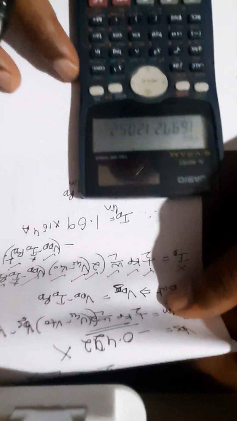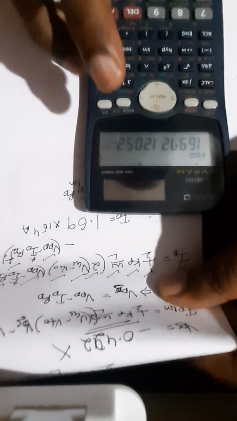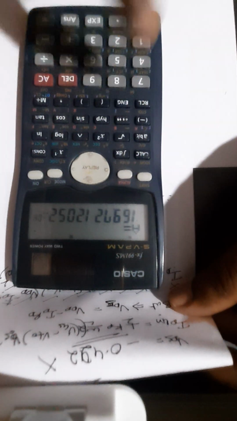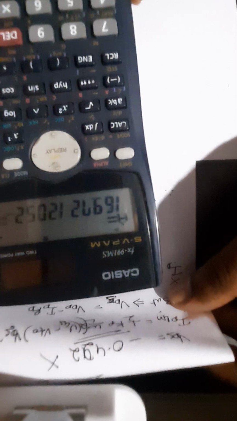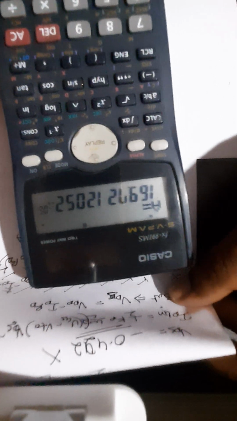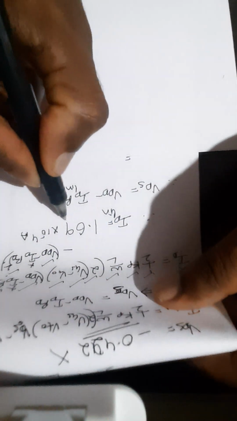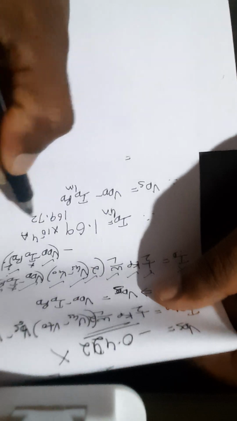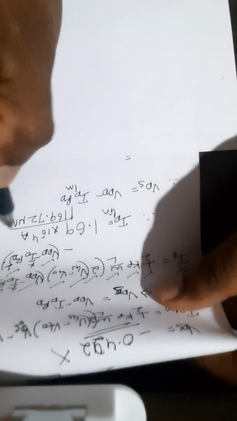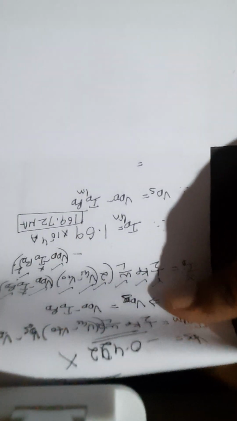Now this 10 power minus 4 is not a standard value, so you press this ENG, you'll get the engineering value, which is 169.72 microampere. 169.72 microampere is the value of ID, which corresponds to linear.